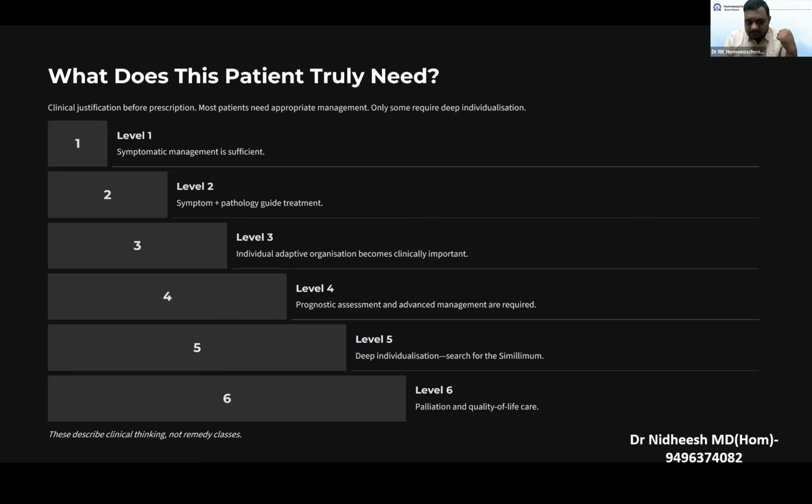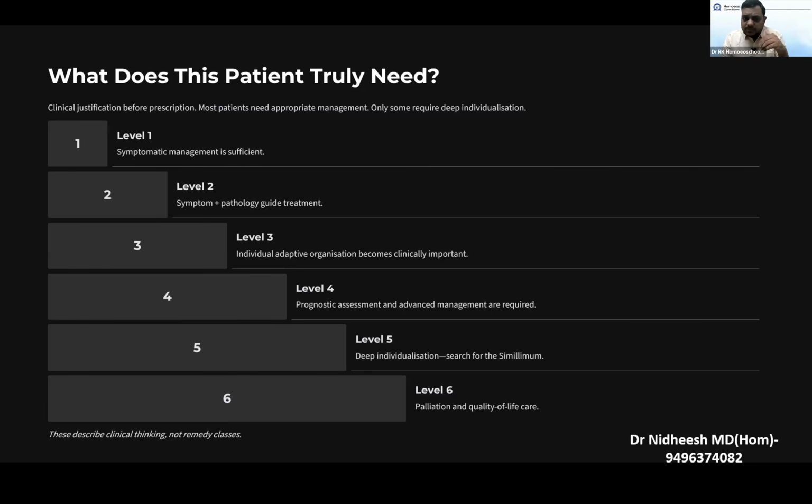So here, what we want to tell you is that if the patient comes under level 1, symptom similarity is the only thing we have to see. A patient comes to us with joint pains, with some exposure to cold, wet weather, and restlessness. Only by seeing the symptoms, we can prescribe Rhus tox to that patient. There is no need to go deeper.